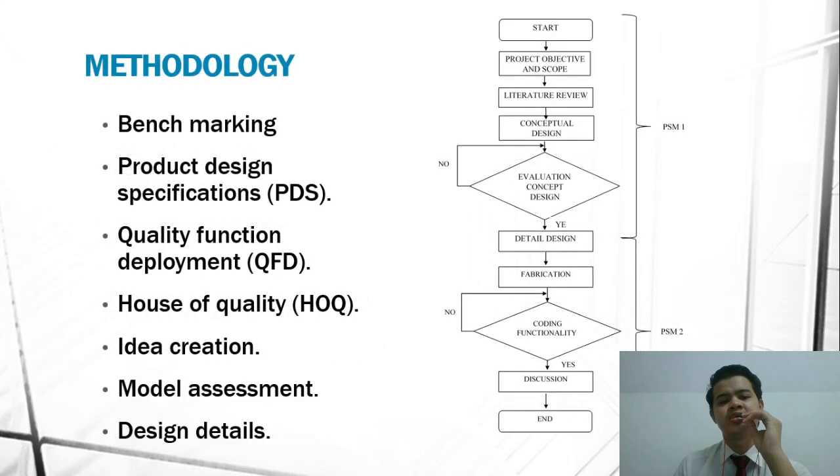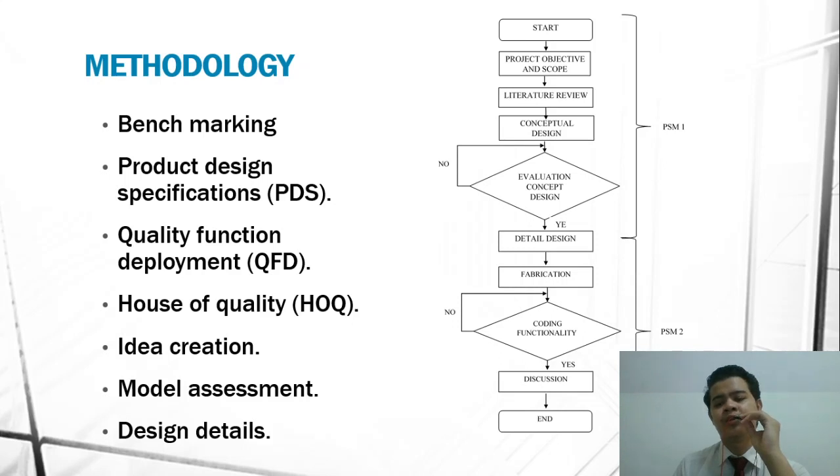Okay, next one is methodology. There are seven methodologies that have been covered. Number one is benchmarking. Number two is product design specification (PDS). Number three is quality function deployment (QFD). Number four is house of quality. Number five is idea creation. Number six is model assessment, and lastly detail design.